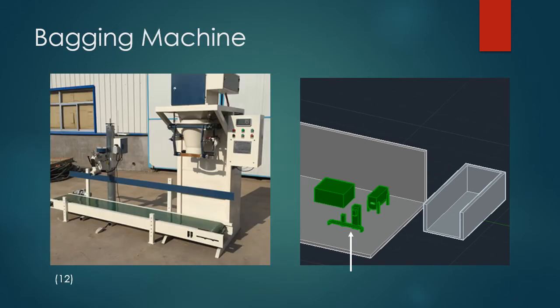The last step in the bagging system is the bagging machine, seen here on the right in the model, and also on the left-hand side is the real-life example. This uses a PLC and sensors to dump a selected amount of the mix into a bag from the hopper on the top of the machine. It then passes down the conveyor where it gets sealed, and then an employee who is running the machine can load it onto a pallet.